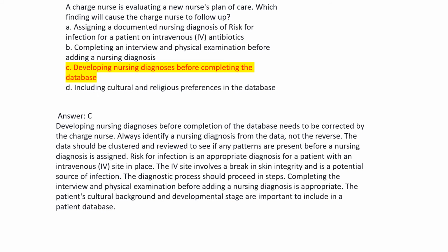Risk for infection is an appropriate diagnosis for a patient with an intravenous IV site in place. The IV site involves a break in skin integrity and is a potential source of infection. The diagnostic process should proceed in steps, completing the interview and physical examination before adding a nursing diagnosis is appropriate. The patient's cultural background and developmental stage are important to include in a patient database.